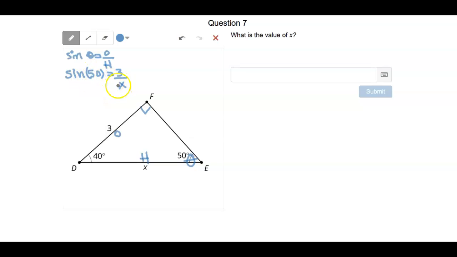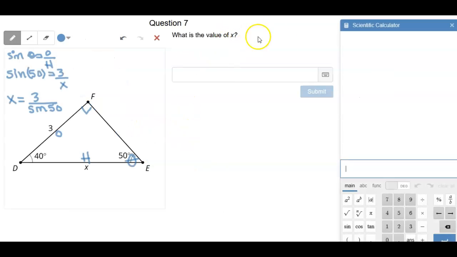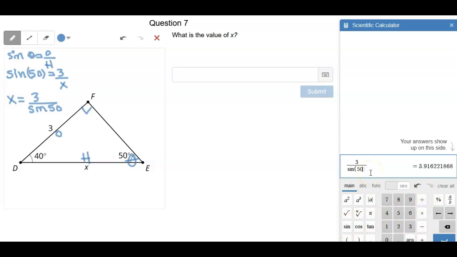So now, because x is in the denominator, we're going to take these two and we're just going to flip-flop. So x is equal to 3 divided by the sine of 50. And if we pull up our calculator, we get 3 divided by the sine of 50, which is approximately 3.9.